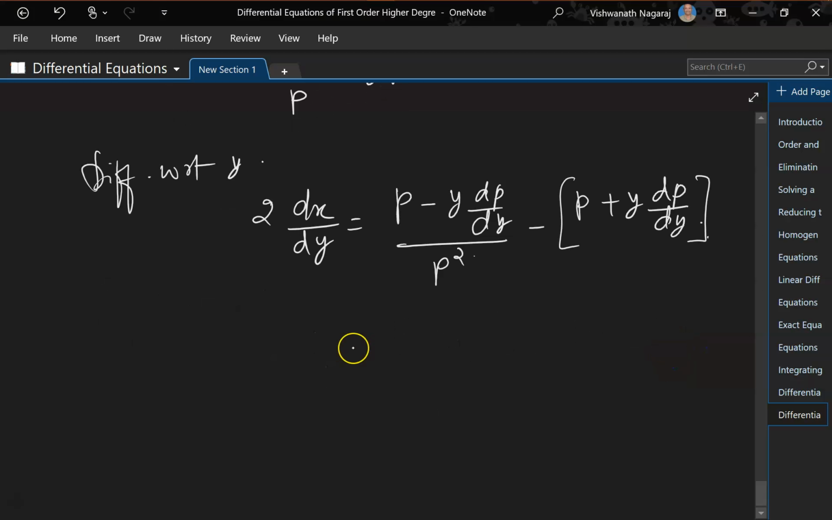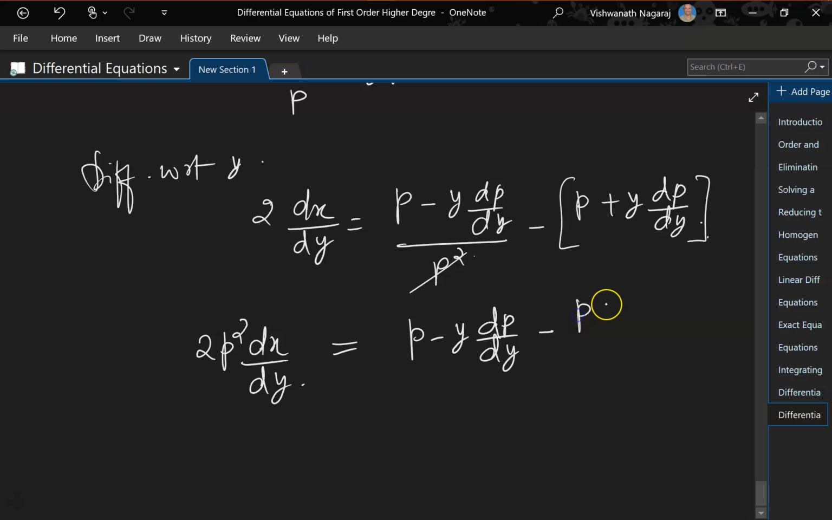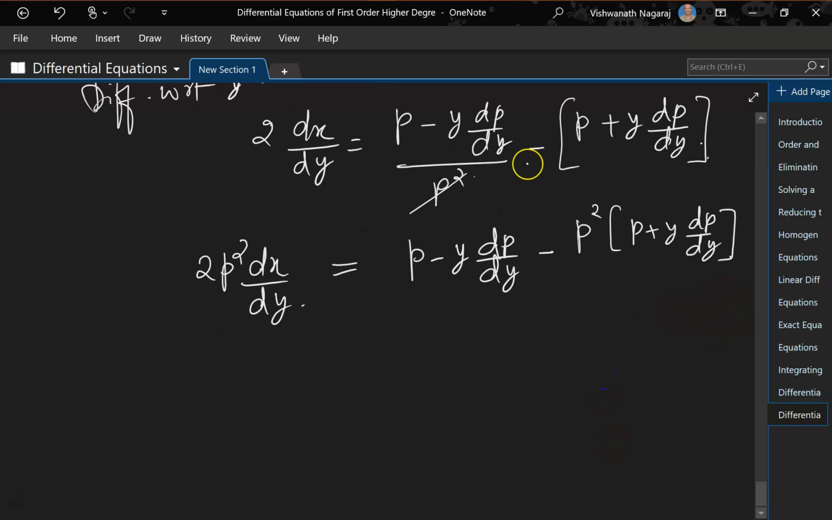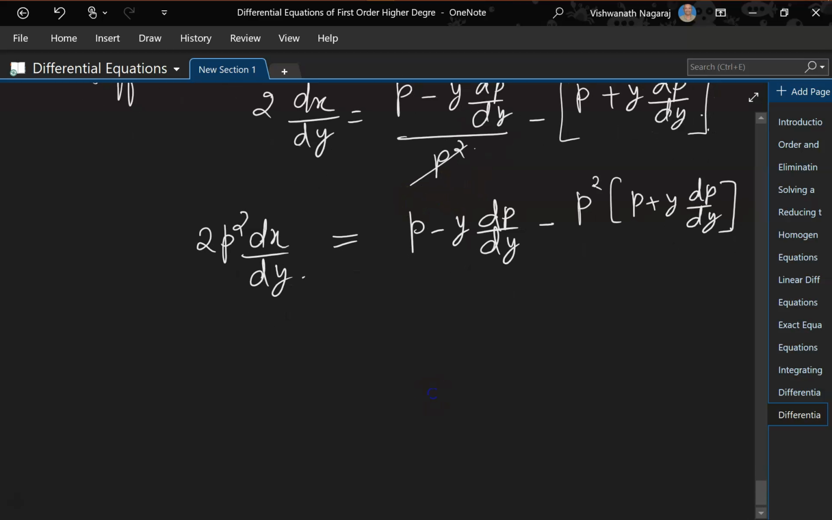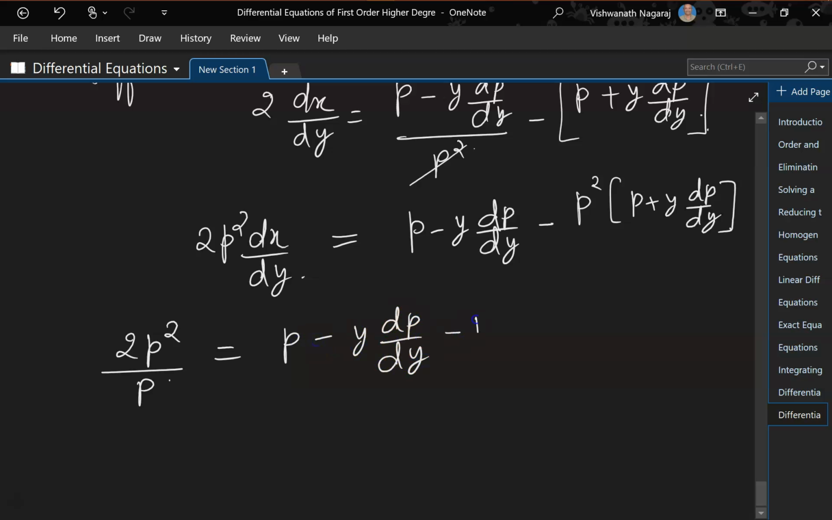Now if we take the LCM on this side, what happens? After doing that, we can take this to this side. So this will become 2p square dx by dy, and here it would become p minus y dp by dy minus, and we would have multiplied this, so p square times p plus y dp by dy, right? Just think about it a little. Take the LCM, add them, and then p square goes to the other side. Okay, now let's see. 2p square by p, because dx by dy is 1 by p, is equal to p minus y dp by dy minus p cube minus p square y dp by dy.